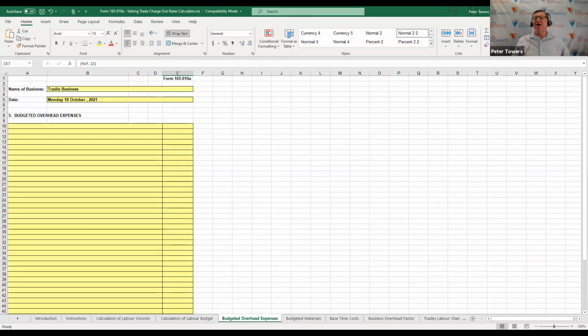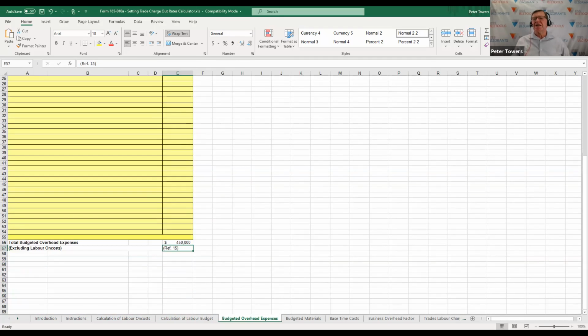Now, I've been lazy. I haven't gone through and put the budget in, but I've got that in a separate file. If you're the accountant, that's what you'd be saying. And the overhead expenses worked out at $450,000, excluding the labor on costs, because remember, we have them in the calculations.